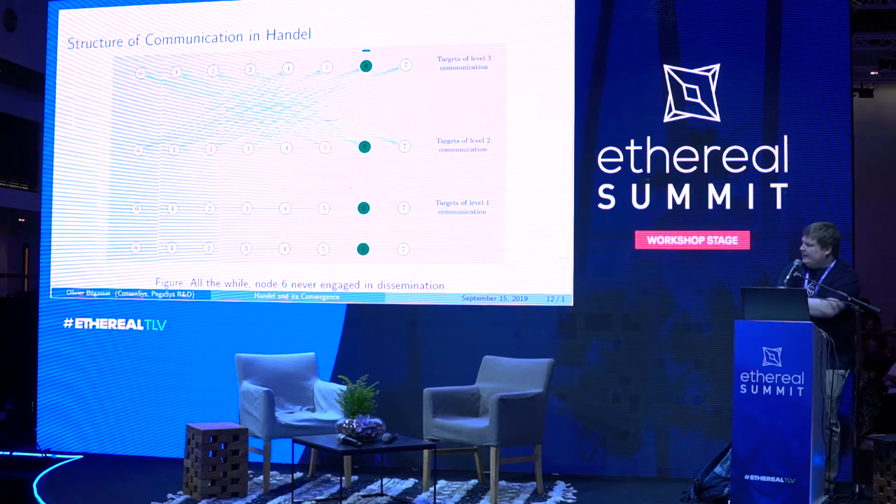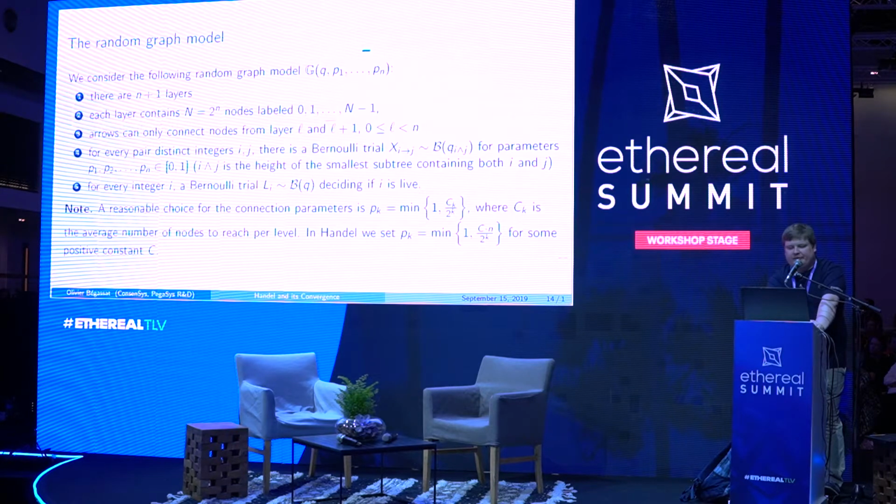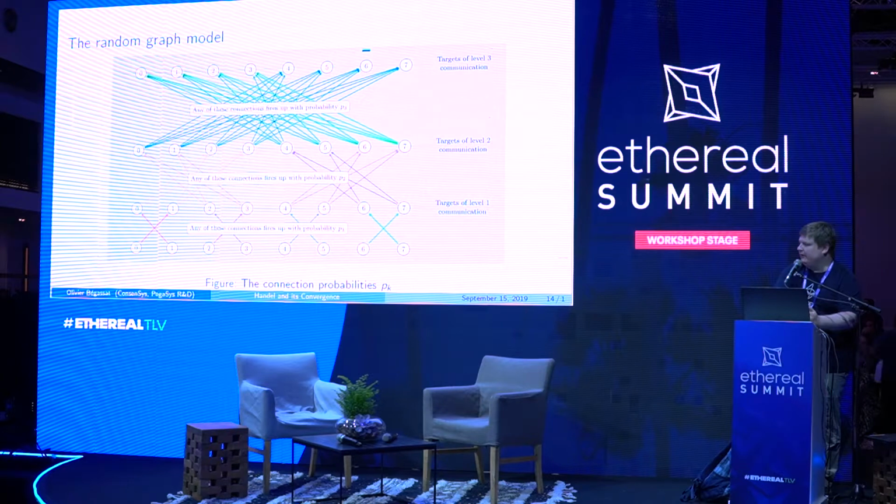Okay, and finally, you may have noticed in this scenario, node 6 never participated. Okay, so with these pictures in mind, I think we can now motivate our modelization of Handel as a random graph. So the random graph will be the graph we introduced earlier.